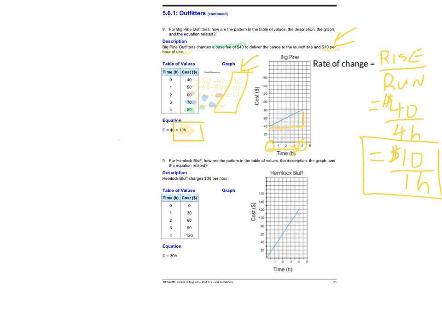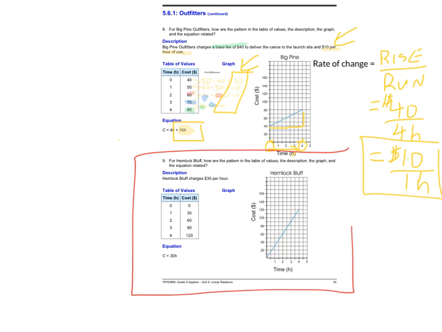Now it's your turn. Your work for today is to complete question number 9, explaining how the description, the table of values, the equation, and the graph are related, just like we did in question 8. So you're doing the exact same work, but you're doing it with the other Outfitter store, with Hemlock Bluff Adventure Store. Okay? Once you've completed that, you're going to upload your work for question 9 to the Dropbox.